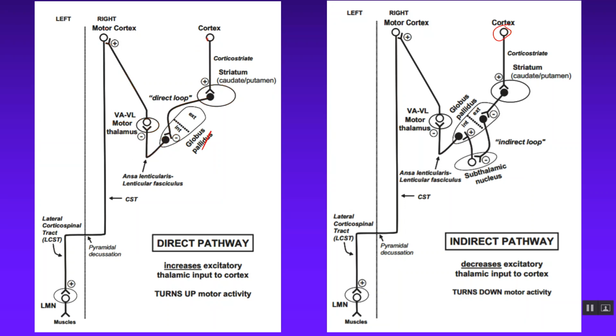Then the indirect loop here starts in the cortex, goes to the striatum, goes to the external part of the globus pallidus first, then to the subthalamic nucleus, then back to the internal segment, then to the motor thalamus, then back to the cortex. But we've got our three negatives in there, so the net effect is an inhibition back to the cortex, or inhibition of the motor thalamus that goes back to the cortex. Okay, so that's the indirect pathway. And that's how you eventually influence the lateral corticospinal tract down to the lower motor neurons. Okay.